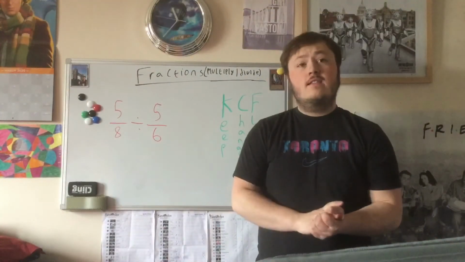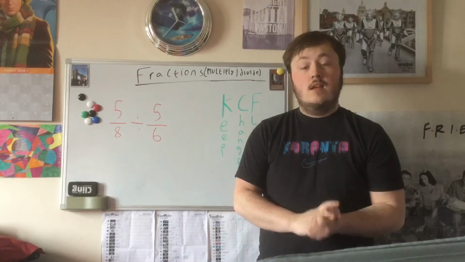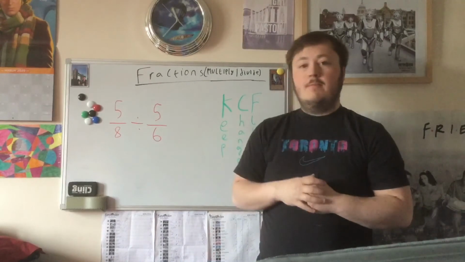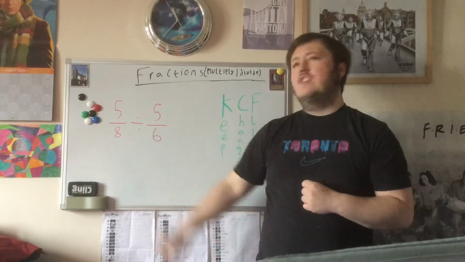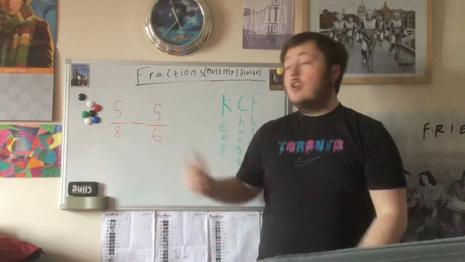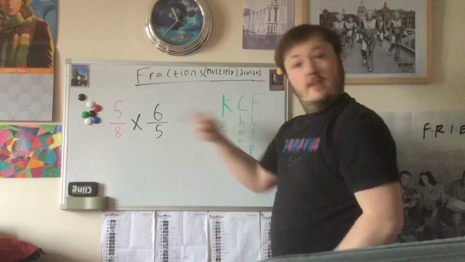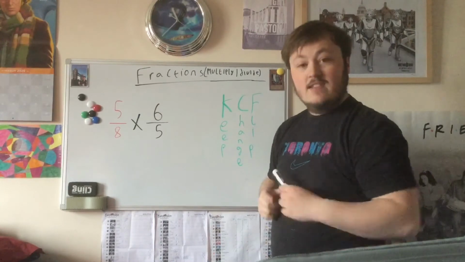So let's try another one. 5 over 8 divided by 5 over 6. We're now going to KCF it. We're going to keep the first one the same. We're going to change the divide into a times. And we're going to flip the second fraction.